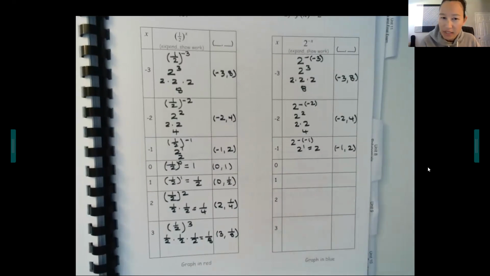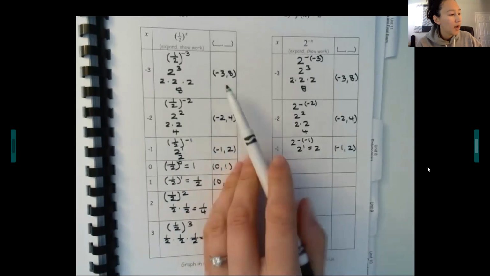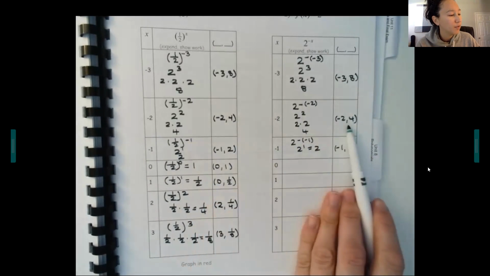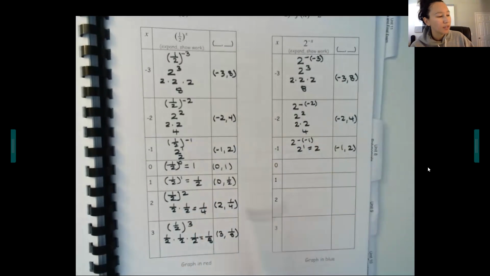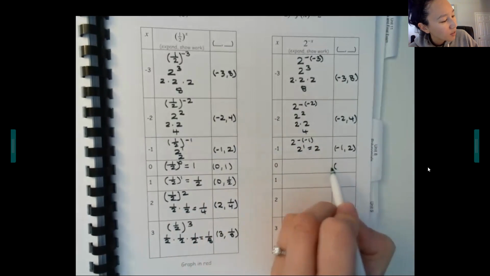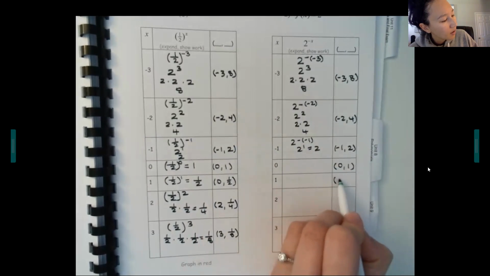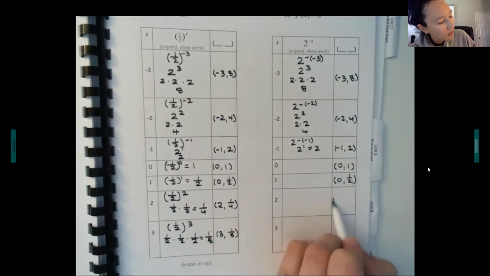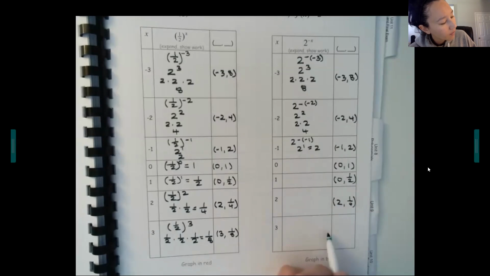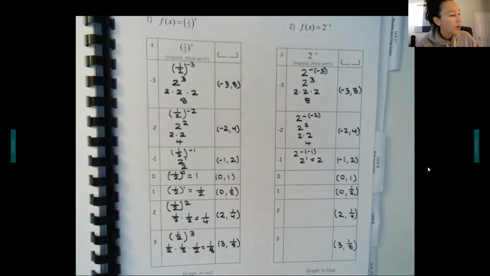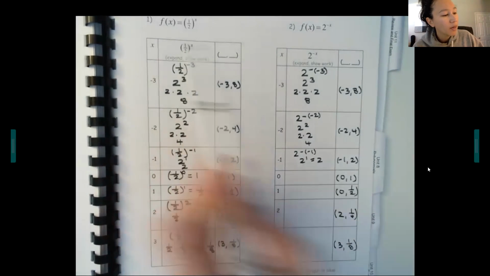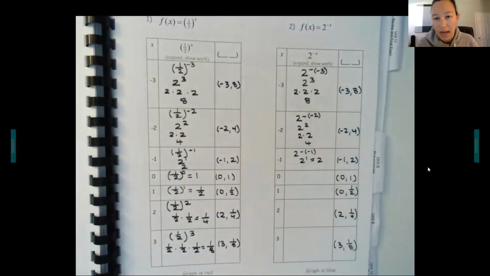Okay, and by now, are you guys noticing a pattern between our two tables that we're completing? We got -3, 8; -2, 4; -1, 2 in both. So it's safe to assume that the rest of the points are just going to be the same. The purpose of this is to show you that 1/2 to the x power is the same thing as 2 to the -x power.